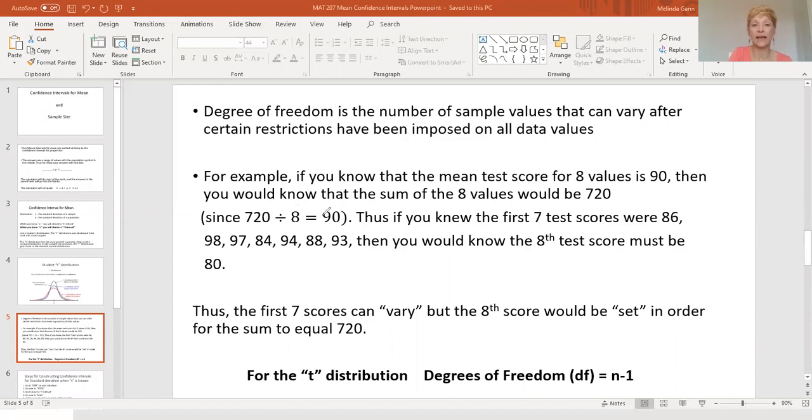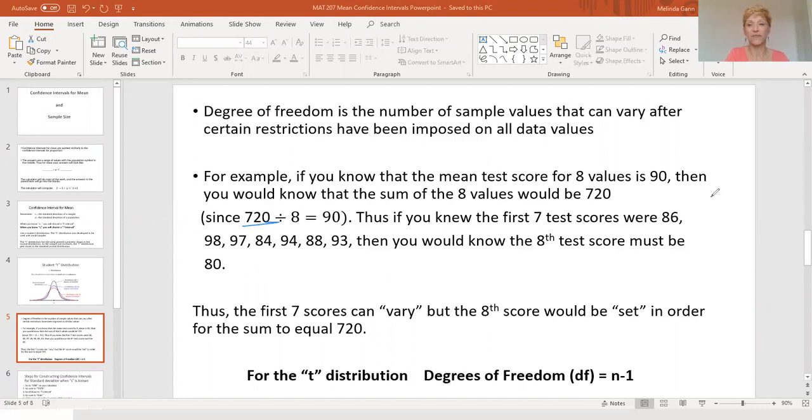So for you to divide and get 90 at the end of the division, and you know you're dividing by 8, the sum of those 8 test grades would have to be 720. So if your first test grades were an 86, and a 98, and a 97, 84, 94, 88, and 93, you could add those up, but the last test grade would have to be a certain number for you to get 90 for the average, because you would have to add whatever number makes this sum add up to 720.